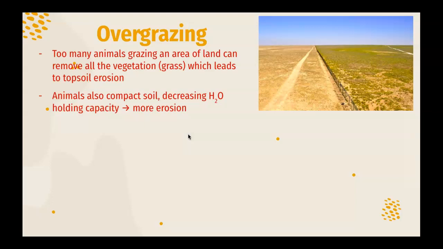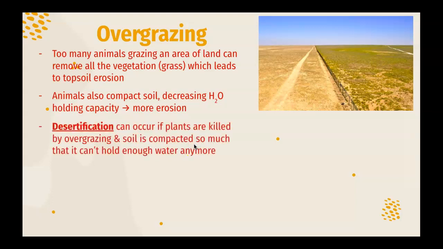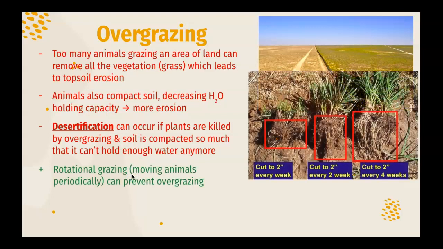And if the soil is compacted, it doesn't hold water as well. If it doesn't hold water as well, it's drier. And so you get an increased amount of erosion. And then kind of the ultimate problem that can lead from overgrazing is this idea of desertification. And so if the plants get killed by this process of overgrazing and the soil is too compacted and stuff can't grow anymore, now all of a sudden what was a pasture or what was a grassland is now turning into a desert.